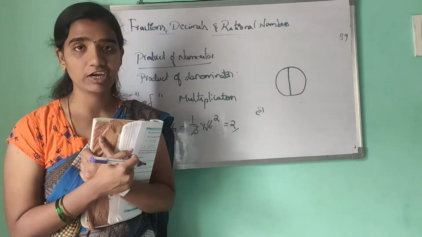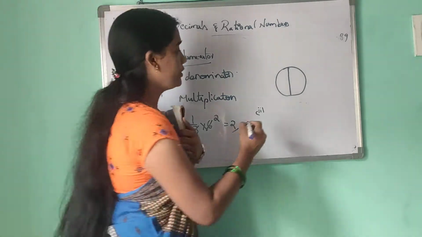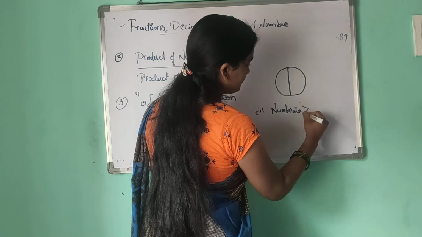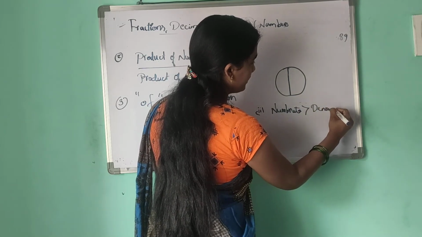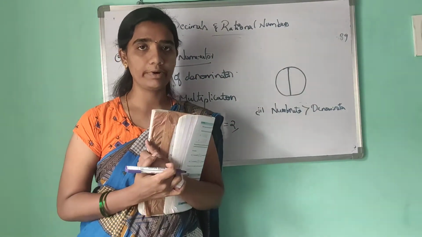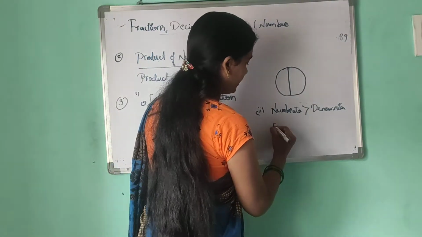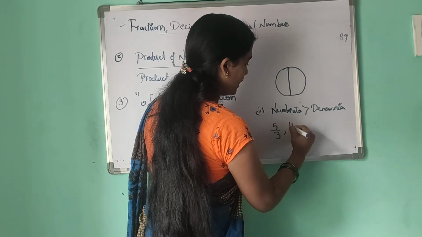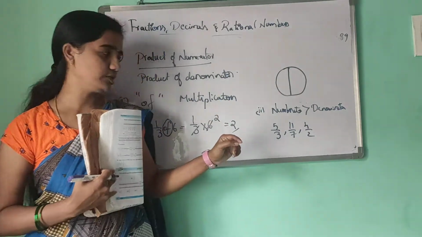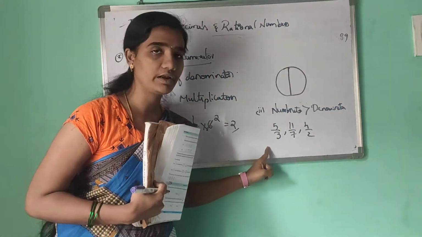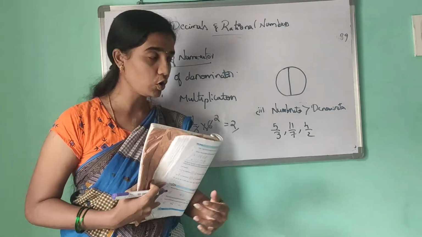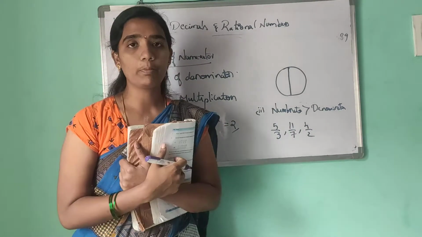And the second one, improper fraction. Improper fraction means the numerator is greater than or equal to the denominator. For example, here I am taking 5 by 3, 11 by 7, 4 by 2. We can see these fractions. Every numerator is greater than or equal to the denominator. So this is the improper fraction.